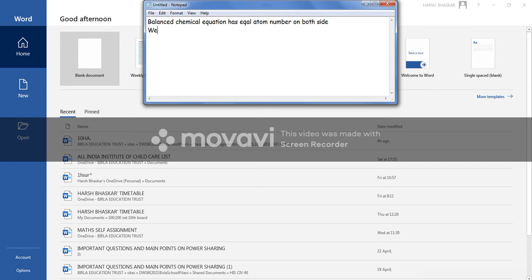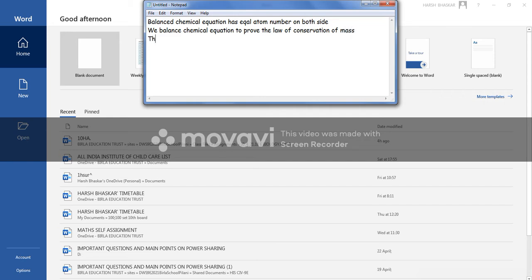So why do we balance a chemical equation? We balance a chemical equation to prove the law of conservation of mass.